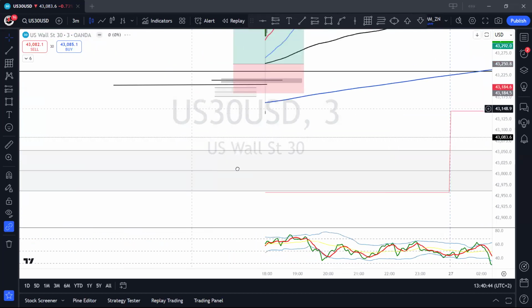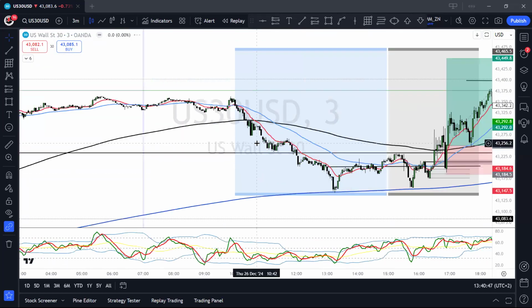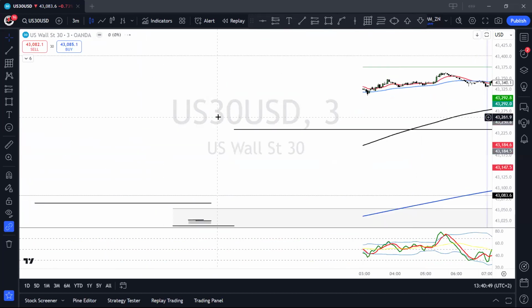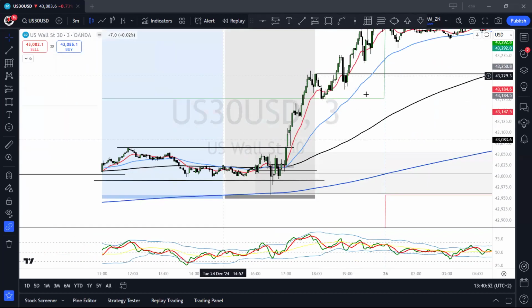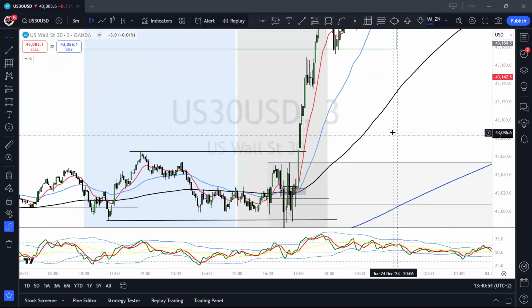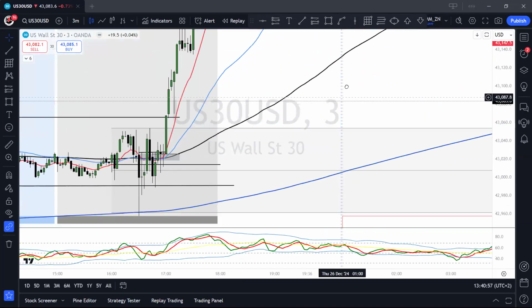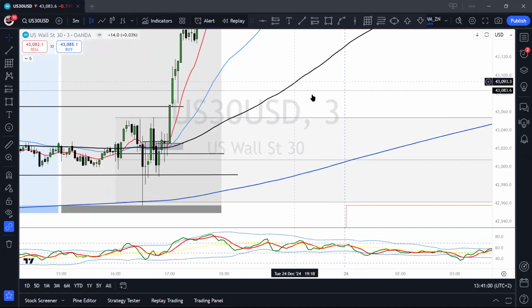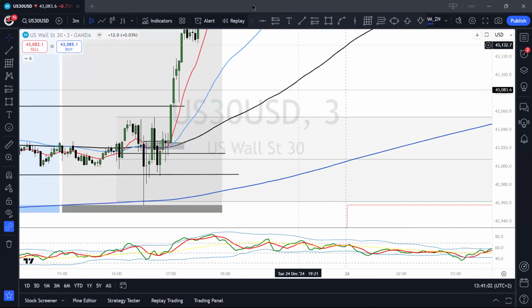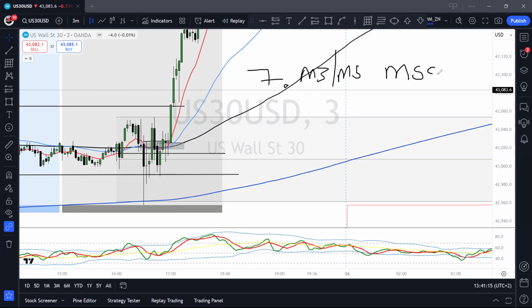So just going to scroll back. Okay, we're going to zoom in. All right, so what I want to see on the 3 minute time frame, this is pointer number 7. What I want to see on the M3 or M5 is a market structure shift and price retracing into an imbalance or fair value gap.